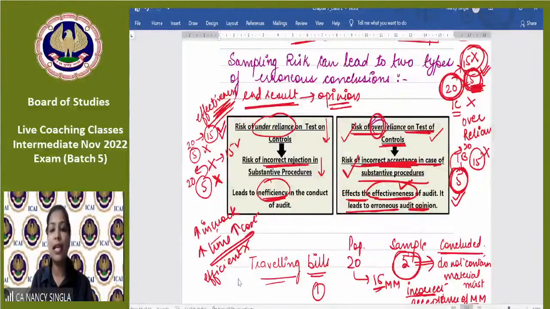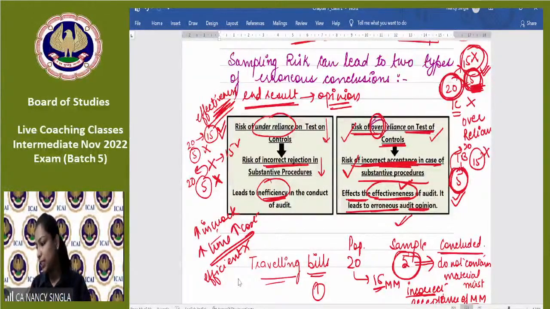Risk of over reliance on test of controls: you are over relying. Why? Because the sample you checked was good, and the fact is that the rest of the population has a number of deviations. Risk of incorrect acceptance: here it affects the effectiveness of audit. Because auditor को तो ये लग रहा है ना सैम्पलिंग किया है, सैंपल अच्छा है तो एंटायर पॉपुलेशन इज गुड. इट लीड टू एरनियस ऑडिट ओपिनियन.